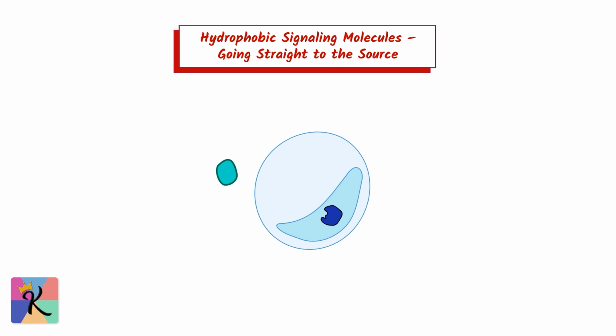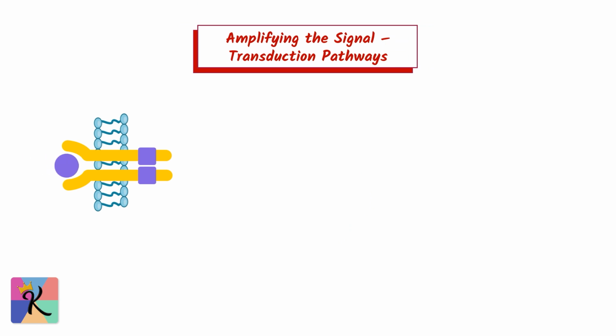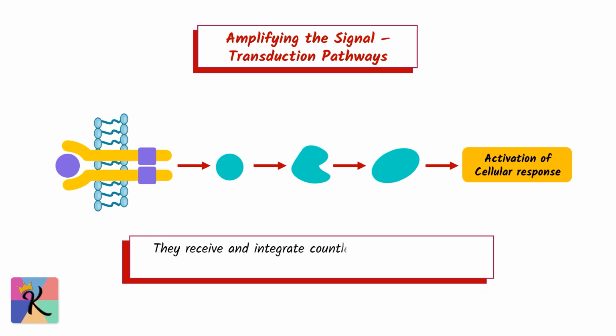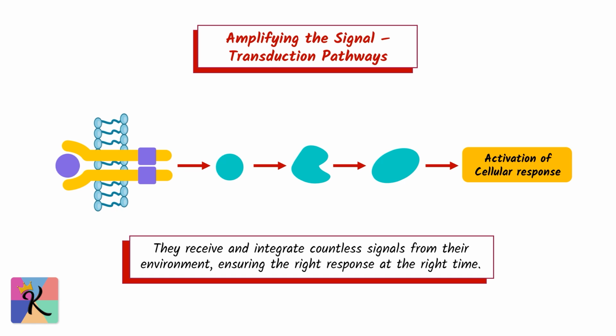Hydrophobic signaling molecules, like steroid hormones, don't need surface receptors. They slip right through the cell membrane and bind to receptors inside the cell, often directly influencing gene expression. One of the coolest things about cell signaling is amplification. A single signaling molecule can trigger a cascade, with each step multiplying the signal, ensuring that even a tiny amount of the original molecule has a massive impact on the cell's response. Cells don't just respond to one signal at a time, they receive and integrate countless signals from their environment, ensuring the right response at the right time.